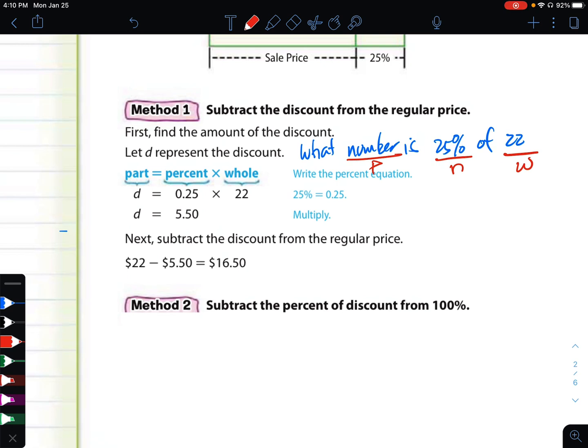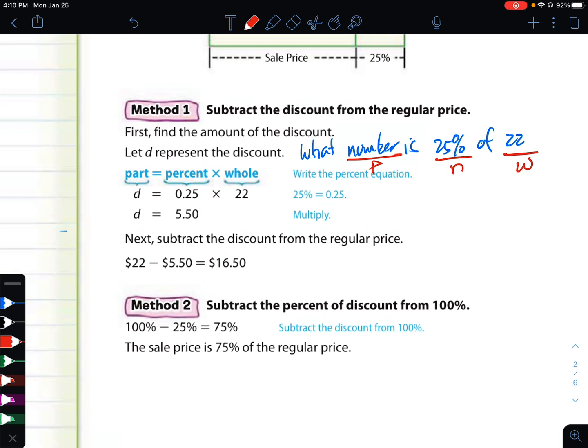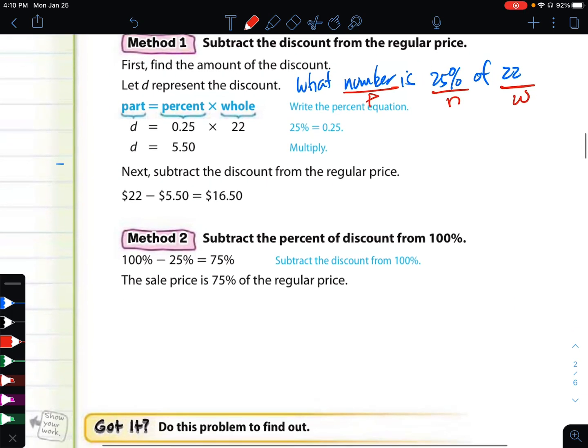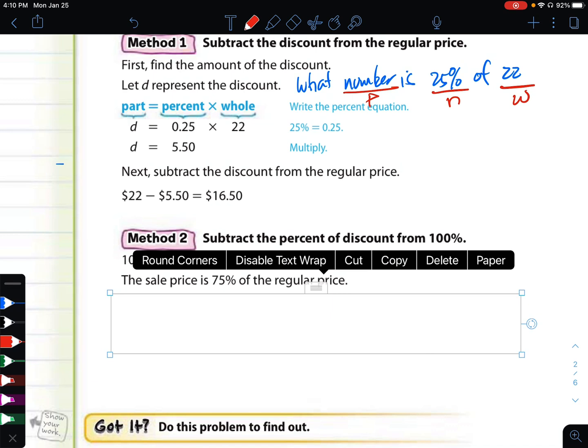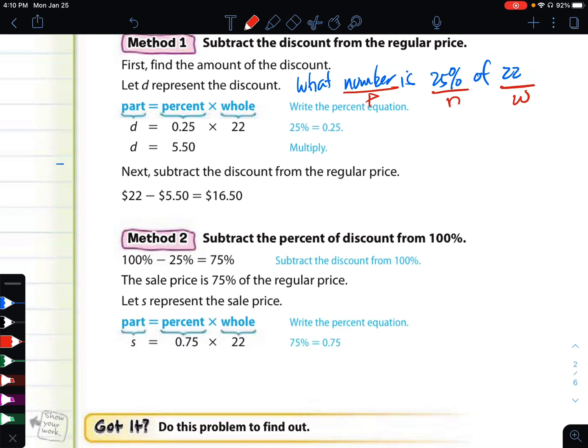before this. So we know that 100% minus 25% is 75%. So the sale price is actually 75% of the regular price. So all we need to do now is simply multiply 75% by the regular price. But first we need to have it represented with a variable. Since sales price starts with S, we'll let S be the sales price.